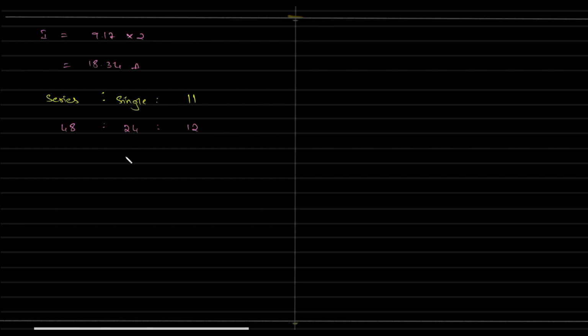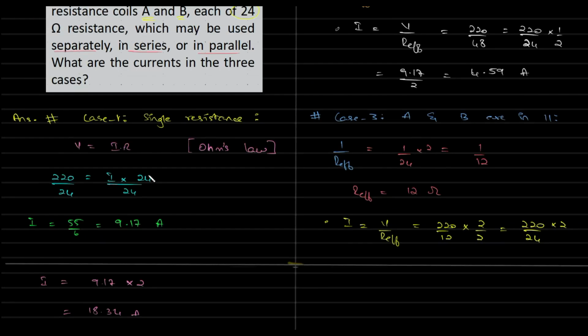So current here it was 9.17. Here it reduced by half, so 9.17 by 2. Here it doubled. Again, an obvious observation, but that's how you can calculate faster if you get MCQ questions. Whenever you get the same resistance, most of the time things are quite simple. So now you guys can pause and have a look.